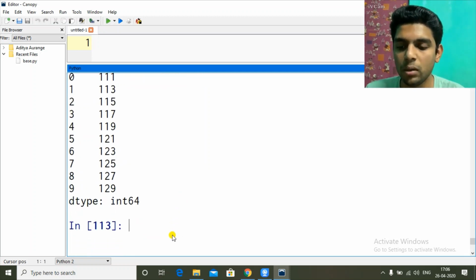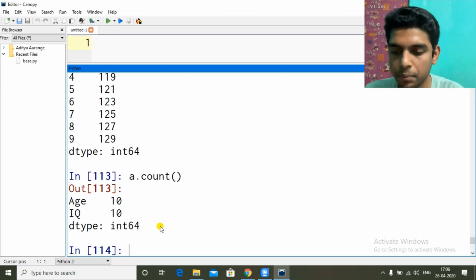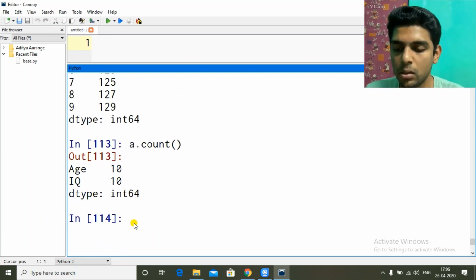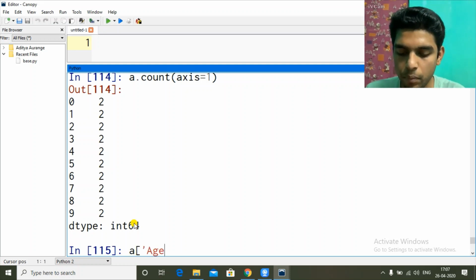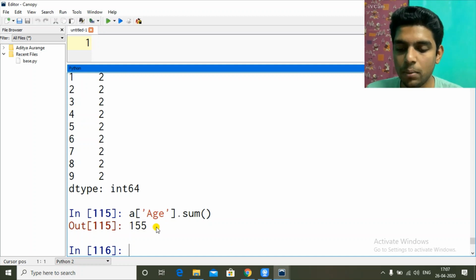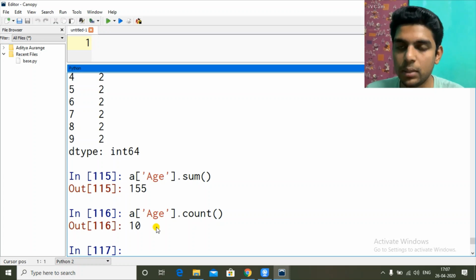Same thing for count. If we want to count the number of elements, in age we have 10 elements, in IQ we have 10 elements. So 10 values. Same thing, if we give axis equal to 1, we can find it row wise. And if we want it for a particular column only, we do this. For age, the total sum is this and the total count is this.